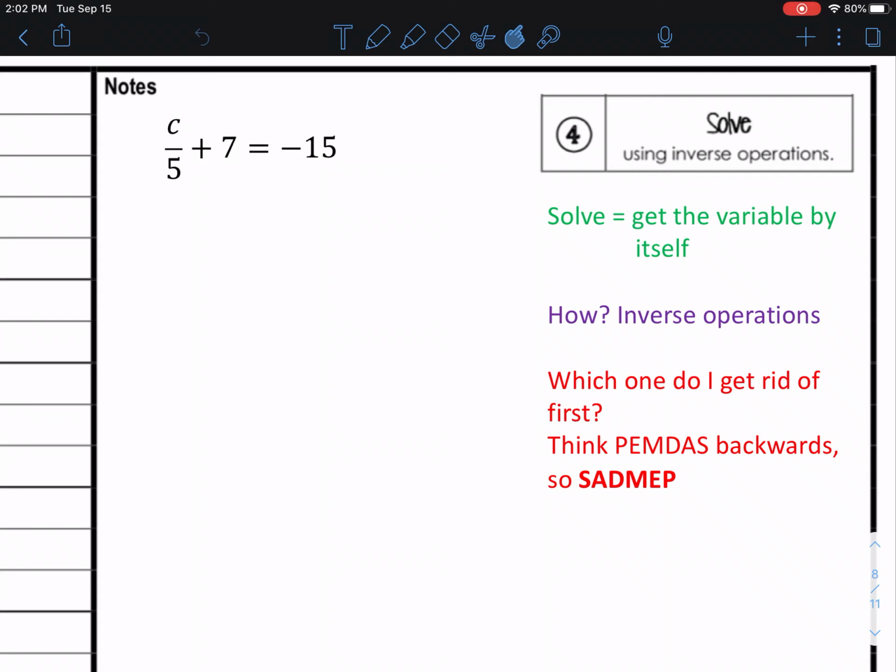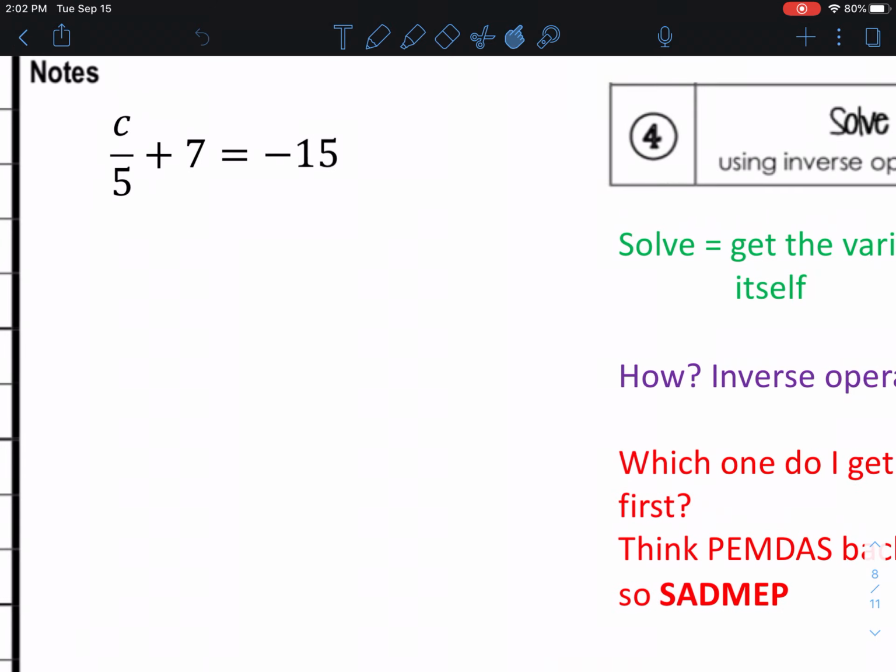So in this case, I have C divided by 5 plus 7 equals negative 15. And the first thing we want to do there is get rid of addition before we get rid of division. So step one here for me is to subtract 7 from both sides. I'll zoom in a little bit. So subtract 7 from both sides first. Again, try to draw your line so you stay organized.